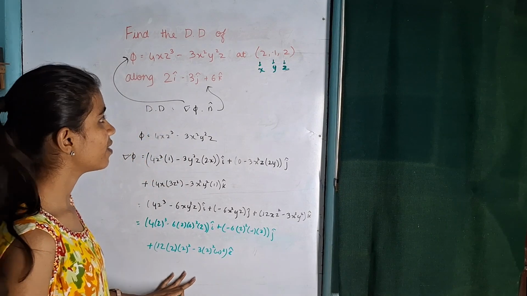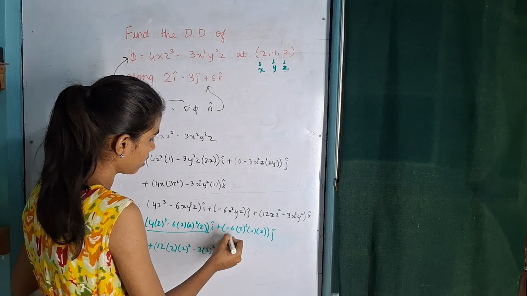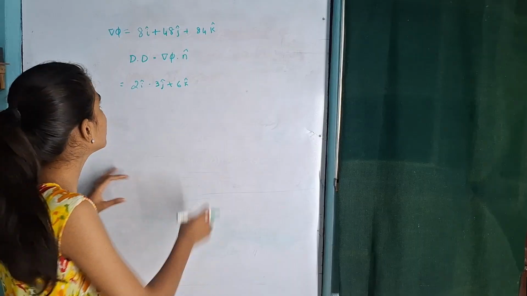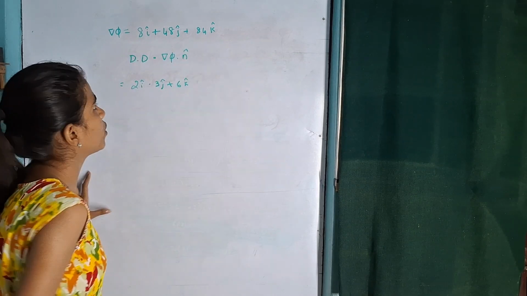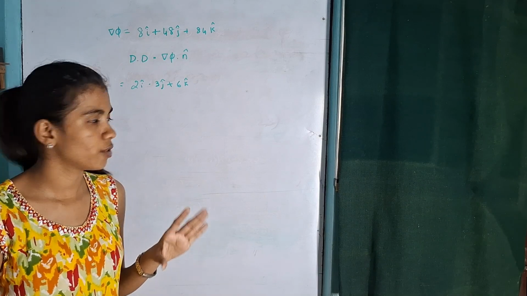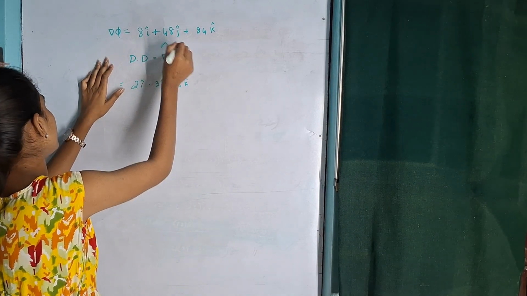So I have written down the values of x, y and z. Now what we'll do, we'll put this and this part in the calculator and find the answer. So this is the value we got after putting into the calculator: 8i plus 48j plus 84k. Now the DD formula is del phi dot n vector. So del phi we already found.